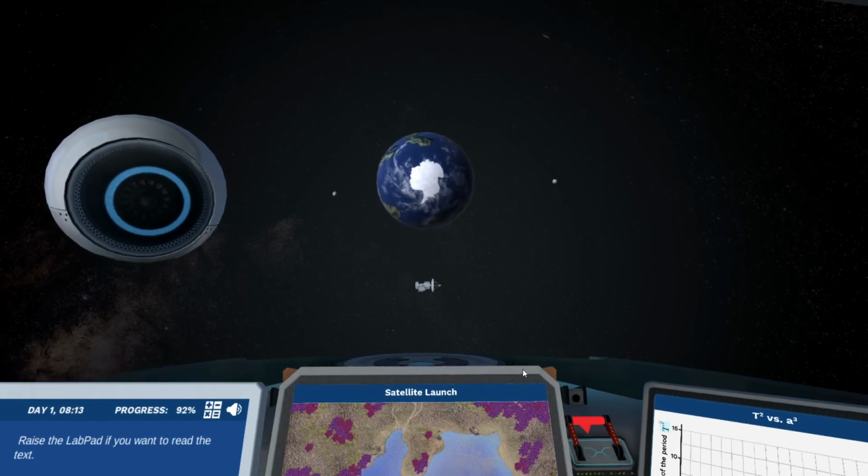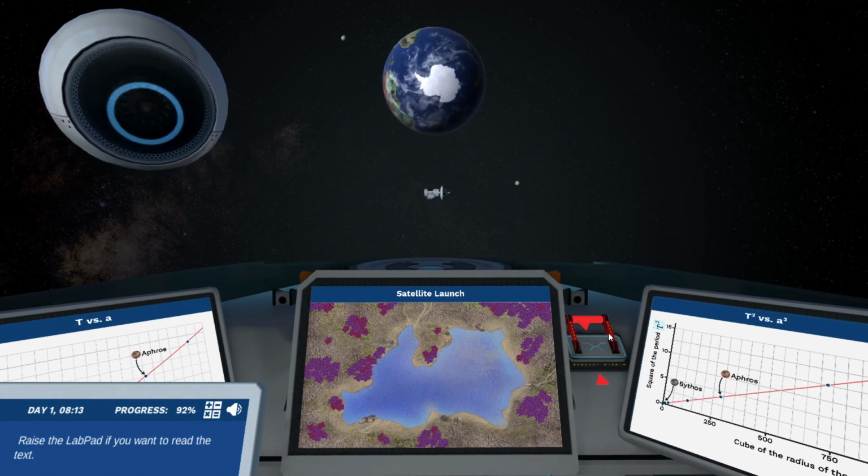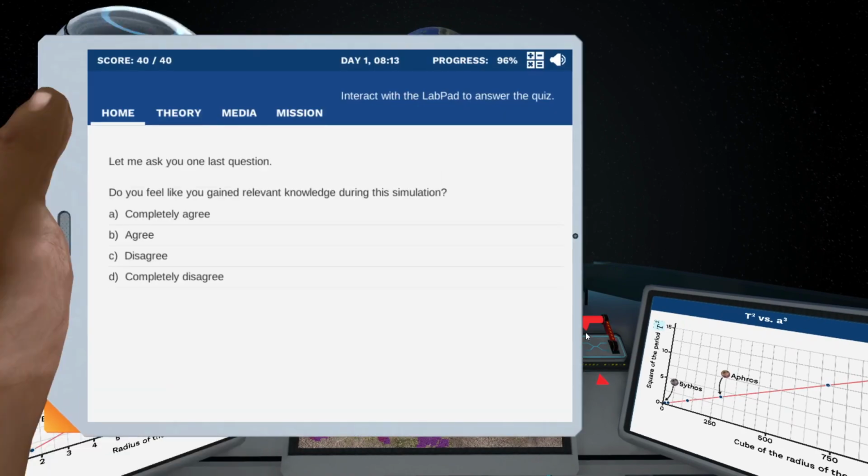Thanks to your knowledge of orbital motion, we were able to explore the Ostaco system and find life in one of its planets. Let me ask you one last question. Do you feel like you gained relevant knowledge during this simulation?